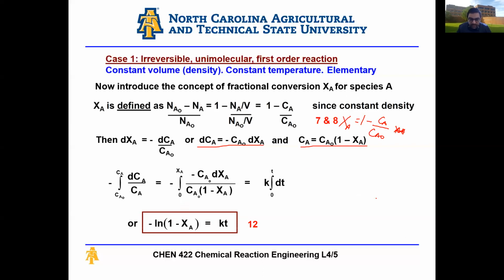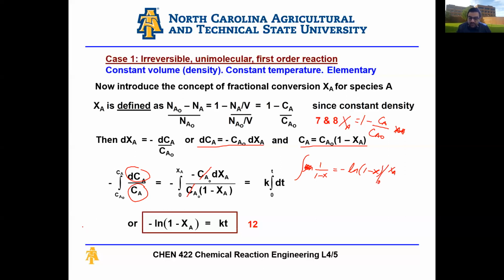So what I'm doing is, for dCA, I'm using this equation here, and for CA, I'm using this equation here. So basically, I'm converting my integral from the variable CA to the variable XA. These two will cancel. So the integral of 1 over 1 minus x is equal to minus ln of 1 minus x, and this will be from 0 to XA.